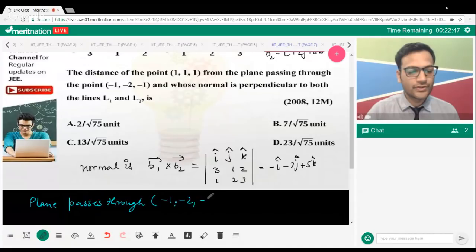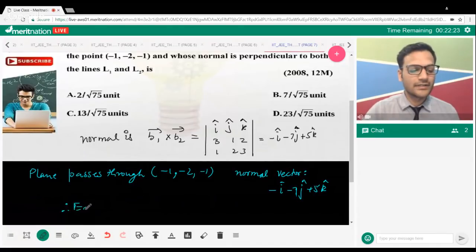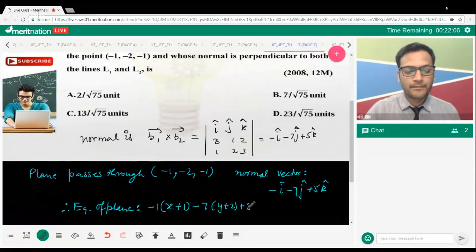If you know the point through which the plane passes, through -1, -2, and -1, and the normal vector is minus i, minus 7j plus 5k. So the DRs of normal are -1, -7, and 5, and this is the point. Therefore, the equation of the plane can be written very easily. Equation of plane will be -1 times (x minus of -1, which is x plus 1), -7 times (y plus 2), plus 5 times, this 5 came from here, (z minus of -1, which is z plus 1) is equal to 0. This will be the equation of the plane.